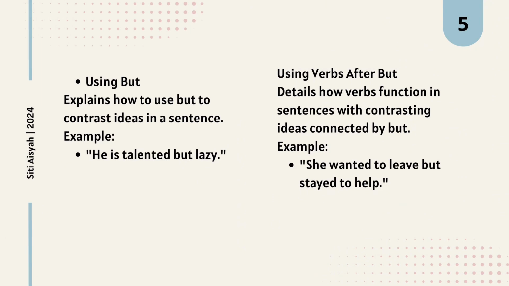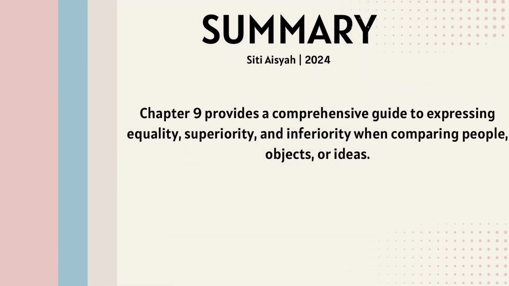Next, using but. Explains how to use but to contrast ideas in a sentence. For example, he is talented but lazy. Next, using verbs after but. Details how verbs function in sentences with contrasting ideas connected by but. For example, she wanted to leave but stayed to help. In summary, Chapter 9 provides a comprehensive guide to expressing equality, superiority, and inferiority when comparing people, objects, or ideas.